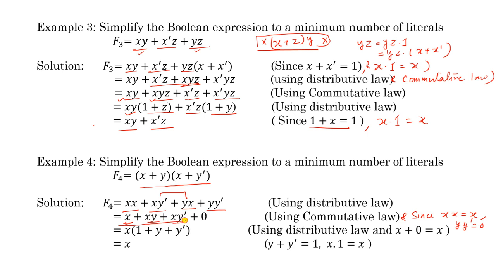If you assume this one as a single expression, then you know that x plus 0 this equal to x, so you can write it x plus xy plus xy dash, and further you apply the distributive law, and look at this, you can write it x(1 plus y plus y dash). Now y plus y dash, you know y plus y dash this equal to 1, and 1 plus 1 this is again 1, so finally you will get x into 1, and x into 1 this equal to x. So the reduced expression of f4 is x.